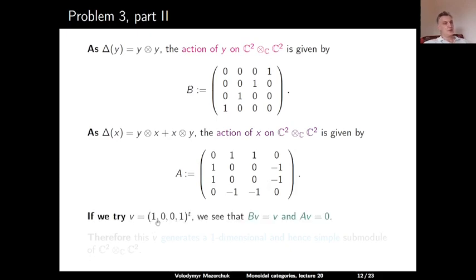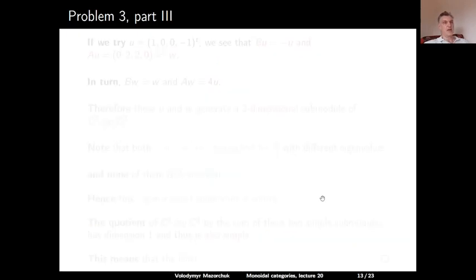If we try the vector 1, 0, 0, 1, we see that b times this vector gives us this vector back, while a kills it. This means that this vector generates a one-dimensional and hence simple submodule of our tensor product. Great. Next, let us try the vector u, which is 1, 0, 0, minus 1.